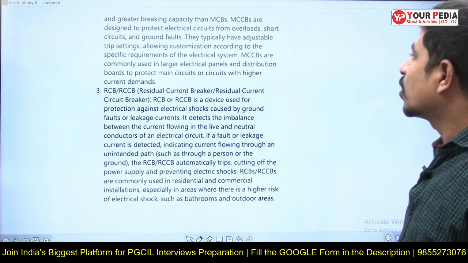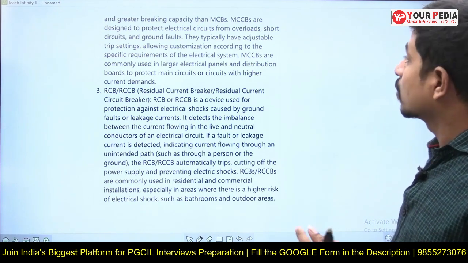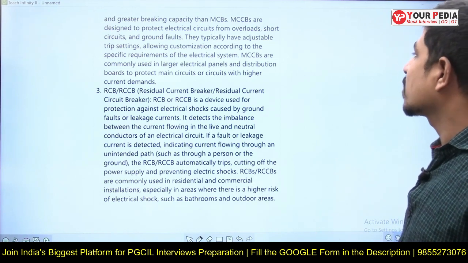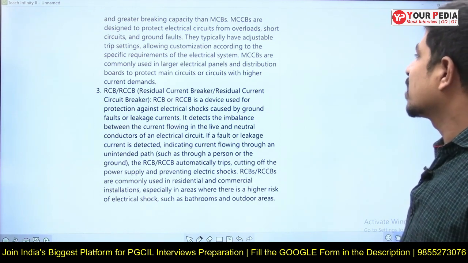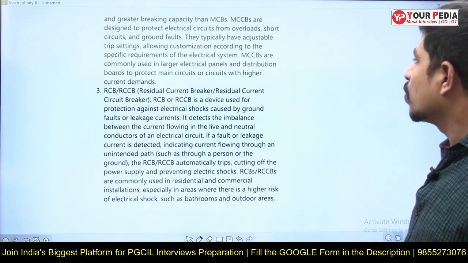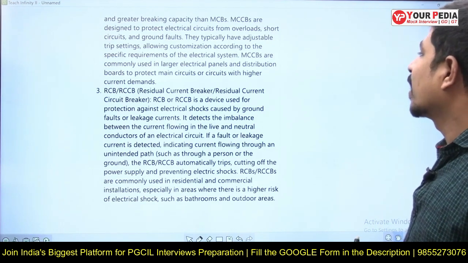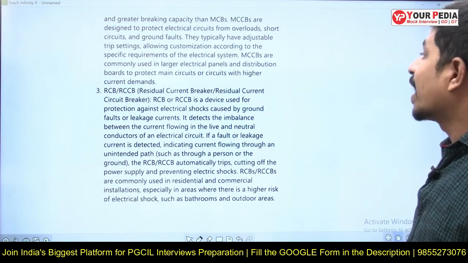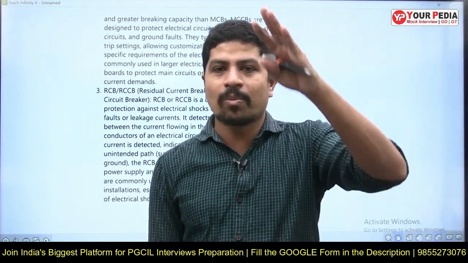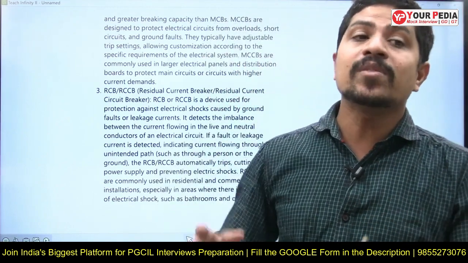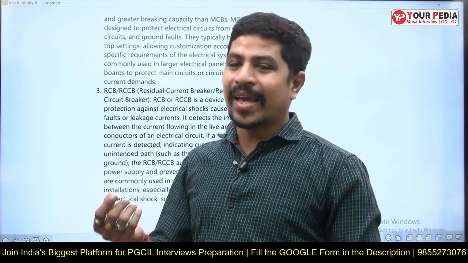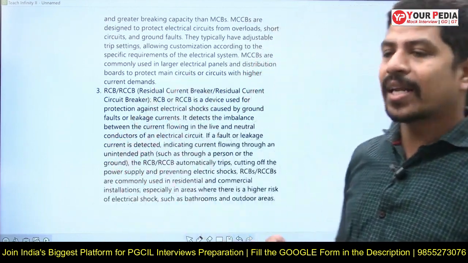MCCBs are designed to protect electrical circuits from overload, short circuits and ground faults. They typically have adjustable trip settings, allowing customization according to specific requirements of the electrical system. MCCBs are commonly used in larger electrical panels and distribution boards to protect main circuits or circuits with higher current demands. Mostly MCB and MCCB operation is the same, but MCCB is designed to withstand more current and has some extra features like adjustment of the currents.